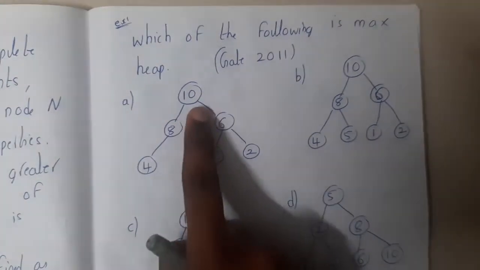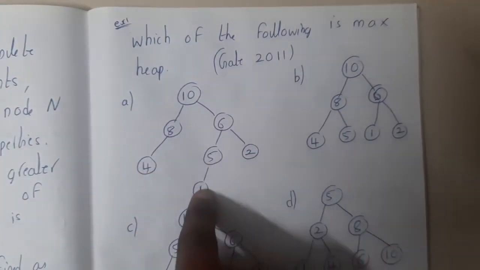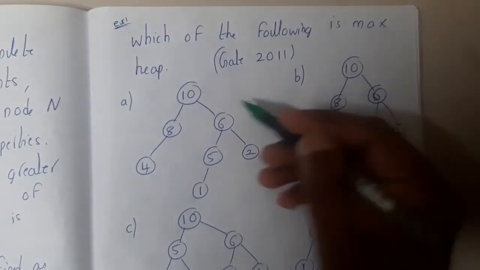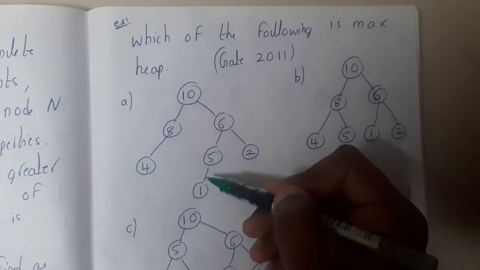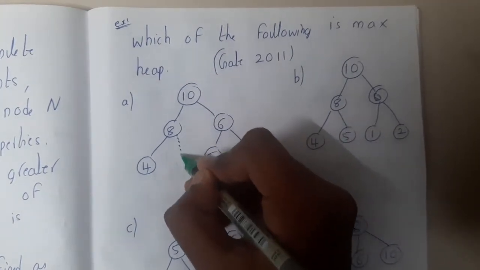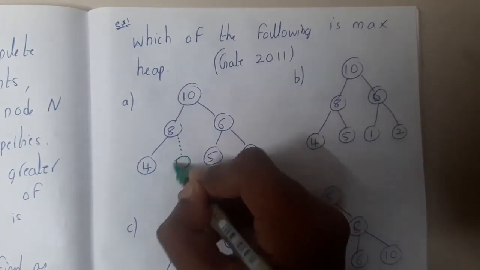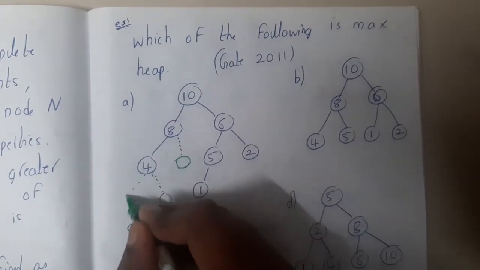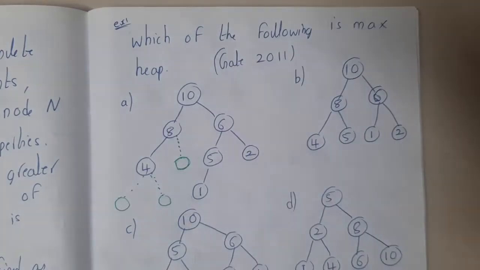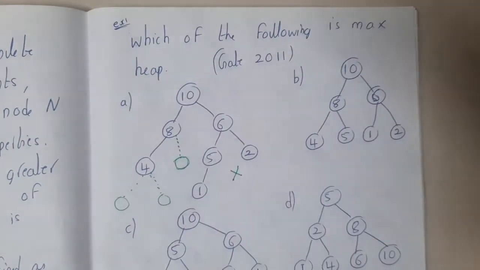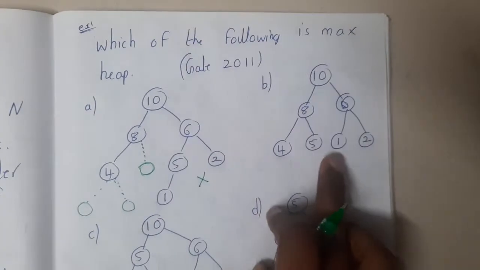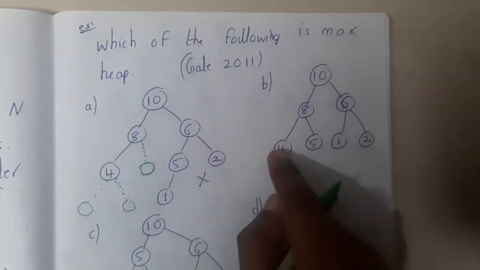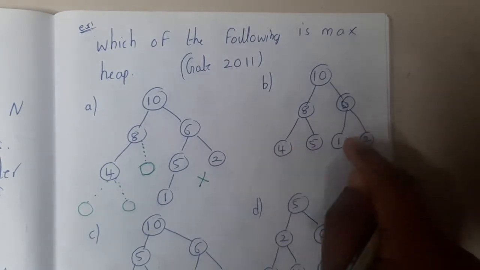So 10, 8, 6, 4, 5, 2, 1. Observe, is it a max heap or is there any issue here? 10, 8, everything looks good, but a max heap should also follow the complete binary tree format. There are in total 3 missing nodes, not even 1 or 2, hence this is not a max heap. Now let us check this. 10 is greater than 8 and 6, fine. 8 is greater than 4 and 5, fine. 6 is greater than 1 and 2.